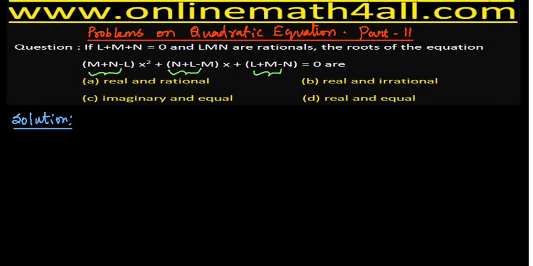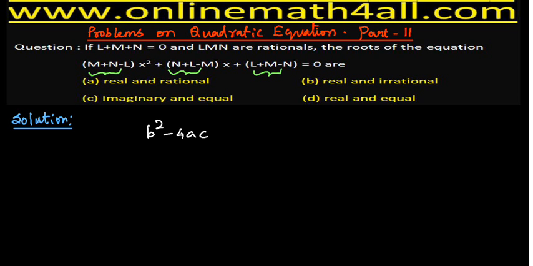Okay, when we see the target of the question, that is how the roots of the given quadratic equation will be, and the options: real and rational, real and irrational, imaginary and equal, real and equal. It's very clear that we have to examine the nature of the roots of the given quadratic equation. To examine the nature of the roots of any quadratic equation, we just have to find the value of the discriminant, that is b² − 4ac. b² − 4ac is called the discriminant of the quadratic equation.